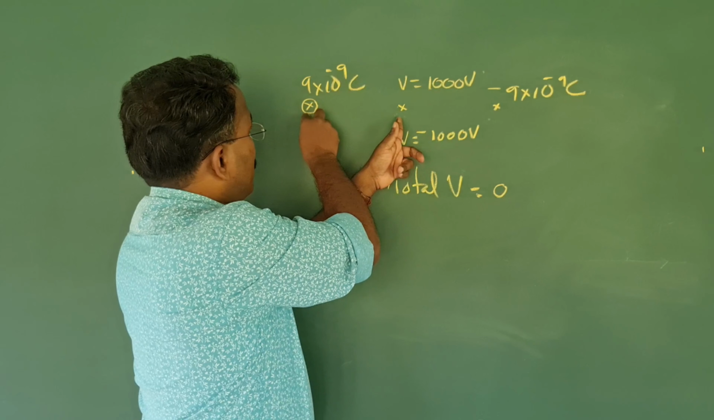So at this point, I write the equation for V. You may copy this into your notebook and write along with me. It is 9 into 10 raised to 9 into Q divided by R. I hope you are writing that. This is equal to 9 into 10 raised to 9 into 10 into 10 raised to minus 9 divided by 9 into 10 raised to minus 2. Why does this 10 raised to minus 2 come in?